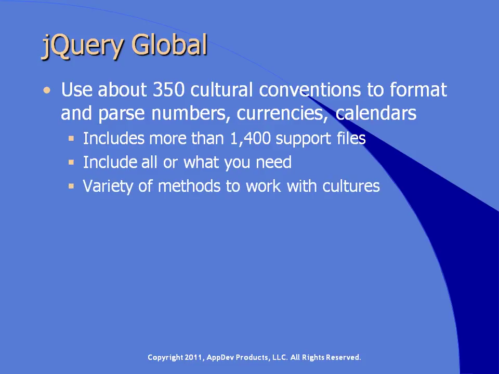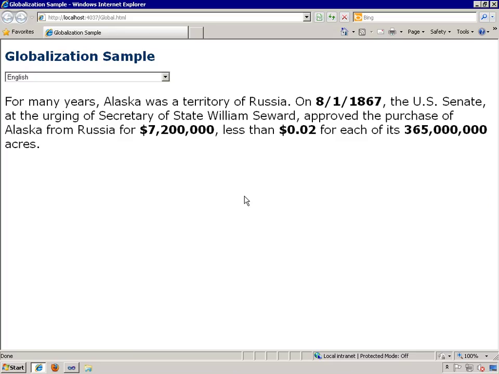The plugin itself includes a variety of methods to work with various cultures, and the jQuery UI extension is going to be using Global in the future to provide globalization support for those tools. So let's take a look at how you can take advantage of these global extensions. The global.html page has a paragraph of text with some numbers embedded within it and a date.